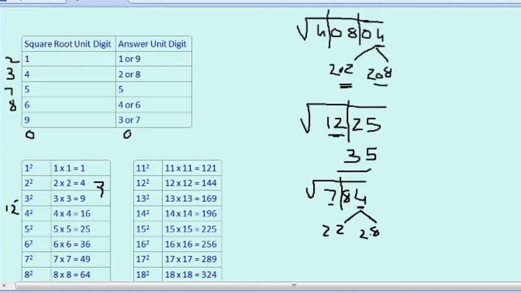Now, which number we should select, 22 or 28? For this, we will see 7 is nearer to which number? 7 is nearer to 9, right? So, we'll select the second number, that is 28. Our answer will be 28. If it had been nearer to 4, then it will be 22. But it is nearer to 9, so answer will be 28. You can check that square root of 784 is 28.